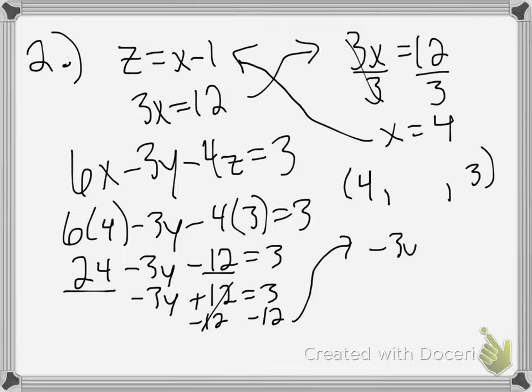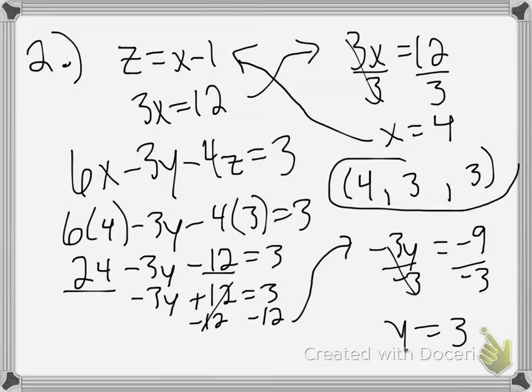I get negative 3y equals negative 9. Dividing both sides by negative 3, I get y equals 3. So my ordered triple on number 2 on the assignment is 4, 3, 3. Just wanted to show y'all that one because it was kind of easy and I didn't want y'all to overthink it.